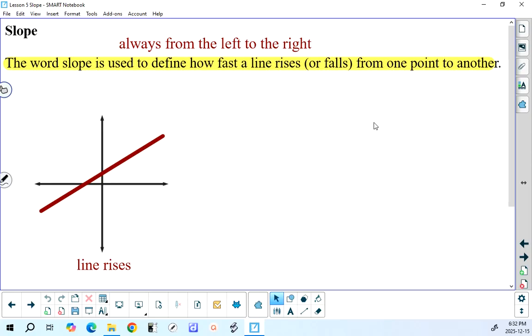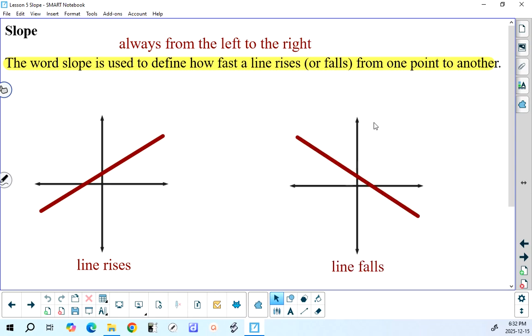So if I were to take a look at that thick brownish line, when I look from left to right, the line gets further up. It's pointing upwards. So we would say that the line rises. In other words, if that were a hill and you were walking from left to right along that hill, you would be gaining elevation. So the line rises.